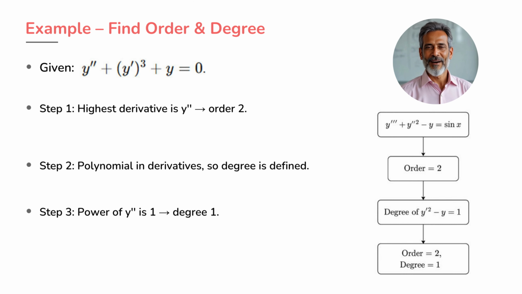Let's try one together. Take the equation y double dash plus y dash cubed plus y equals 0. Step 1. The highest derivative is y double dash, that is d squared y by dx squared. That means the order is 2. Step 2. Check polynomial condition. Yes, y dash cubed is still polynomial and y double dash has power 1. Step 3. So the degree is 1. Final answer. Order equals 2. Degree equals 1. See how systematic it is? First check order, then degree.